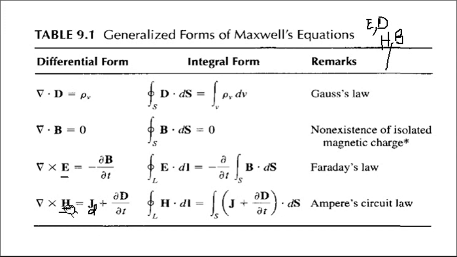Now see, the curl means closed line integral, H bar dot dl bar, is equal to the open surface integral. Once again, you can remember it as J plus dou D bar by dou t, bracket close, dot ds bar. This is Ampere's circuital law. This is derived from Ampere's circuital law of magnetostatics.